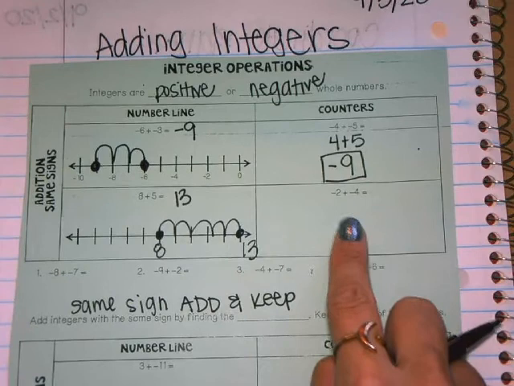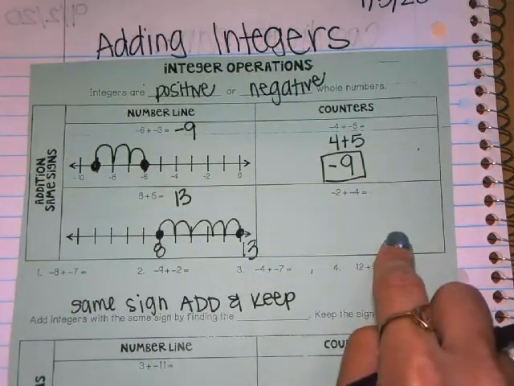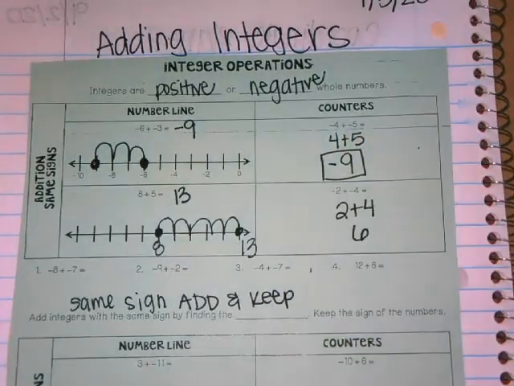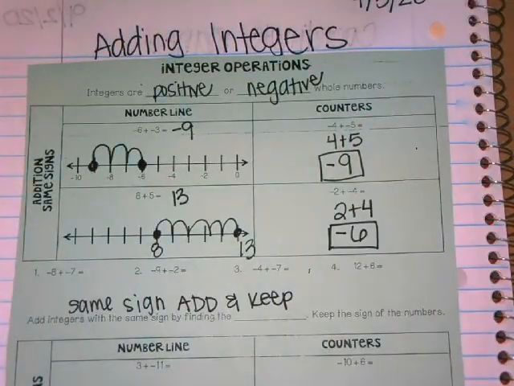So what about this one? What am I going to do to -2 plus -4? And what's 2 plus 4? Is it a positive 6 or a -6? It's a -6. Okay, do numbers 1 through 4 for me, please.